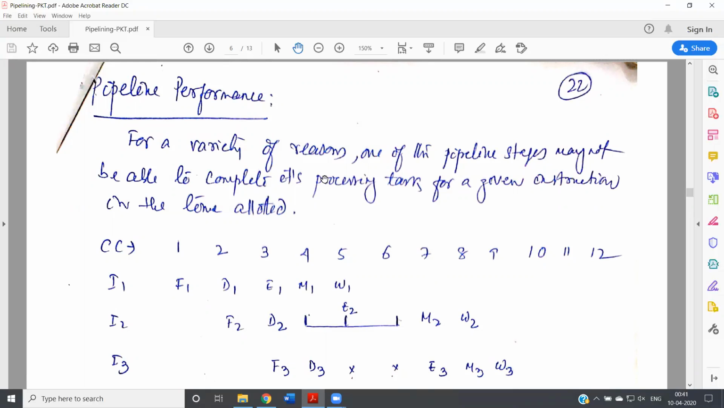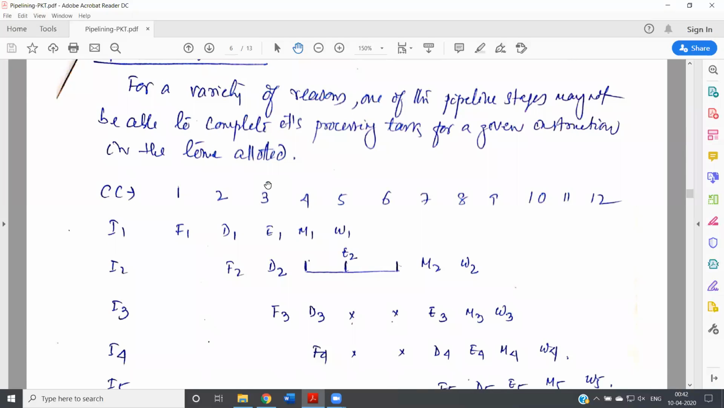However, there are a variety of reasons for which the pipeline may not be able to complete its task. For a variety of reasons, one of the pipeline stages may not be able to complete its processing task for a given instruction in the time allotted. For example, in our previous example, assuming that every stage takes one clock cycle.